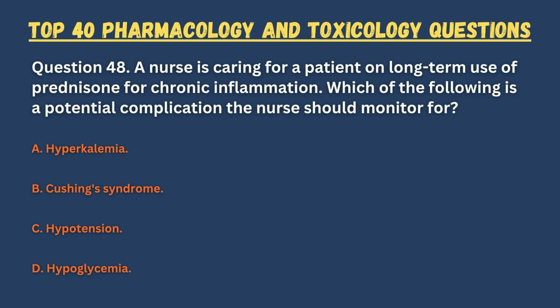Question 48. A nurse is caring for a patient on long-term use of prednisone for chronic inflammation. Which of the following is a potential complication the nurse should monitor for? A. Hyperkalemia. B. Cushing's syndrome. C. Hypotension. D. Hypoglycemia.